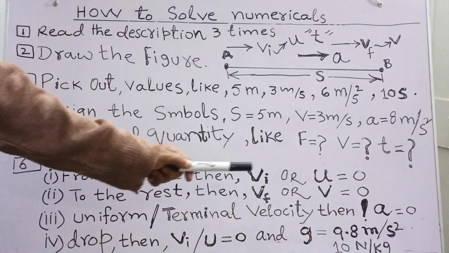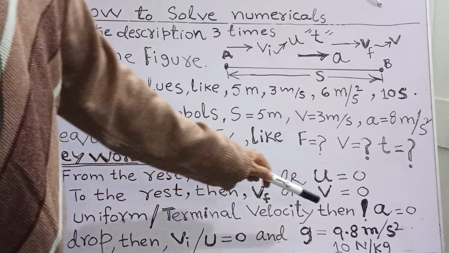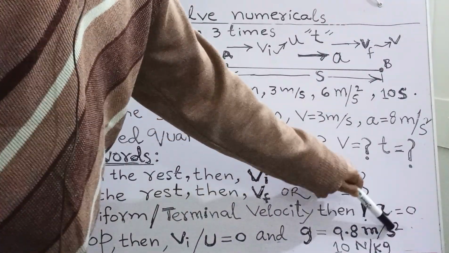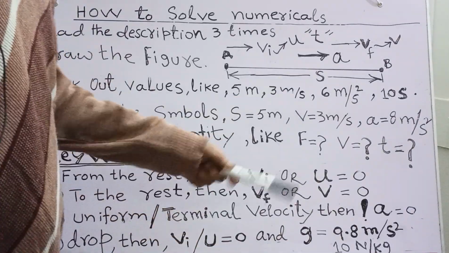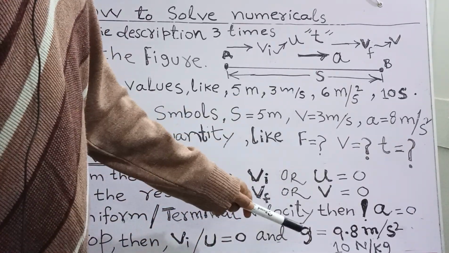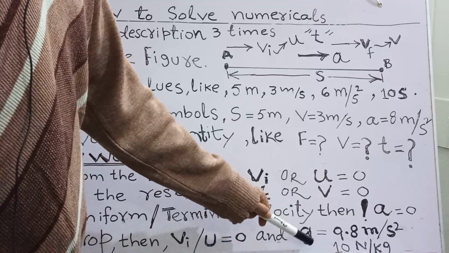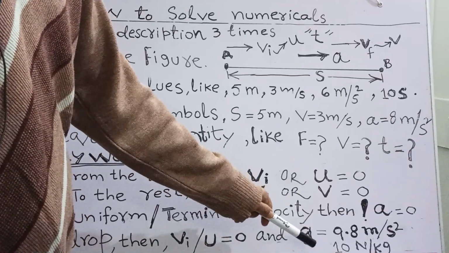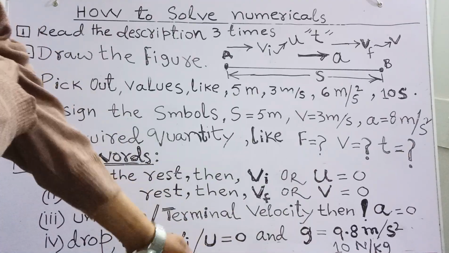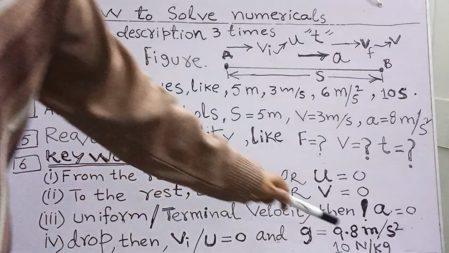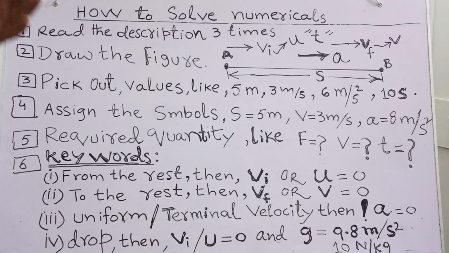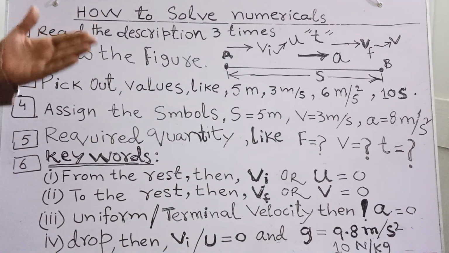There are two numeric values. In some books it is 9.8 meter per second square. For Cambridge students, it is also called gravitational field strength, and its value is taken in Cambridge studies as 10 Newton per kilogram. Now let's come to the next point.